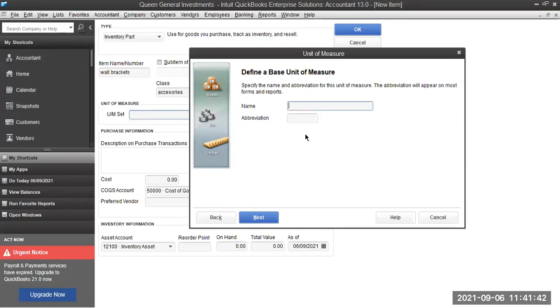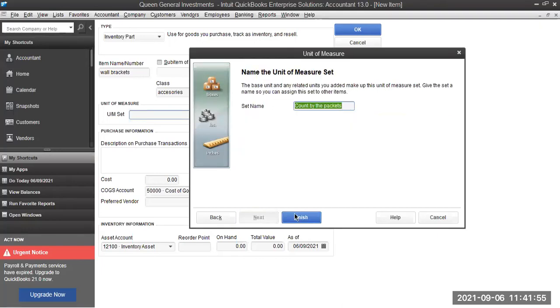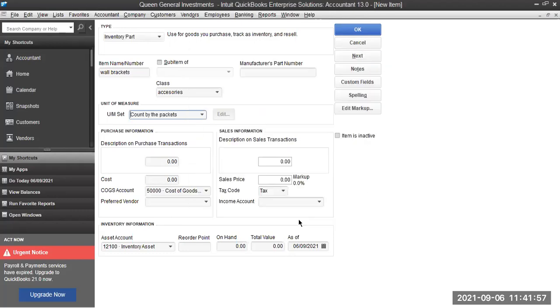Click on next. We enter the name, packet, and the code and the abbreviation. Let it be PKT. Yes, packet. Next, then you finish. So we count by packet. Then the cost price, they have told us, is 500 for each packet.